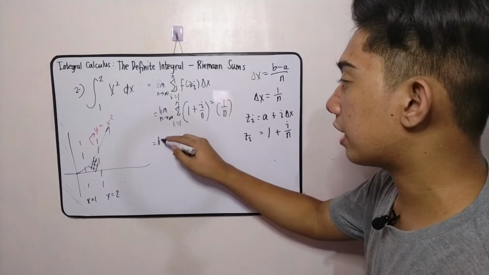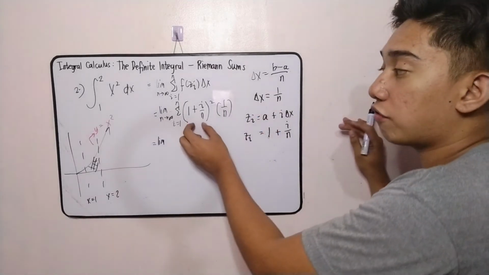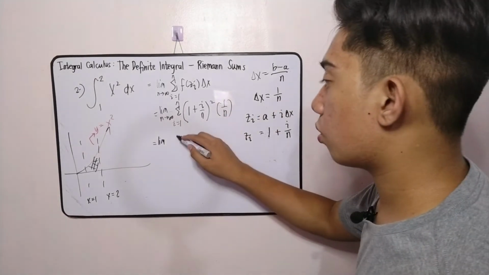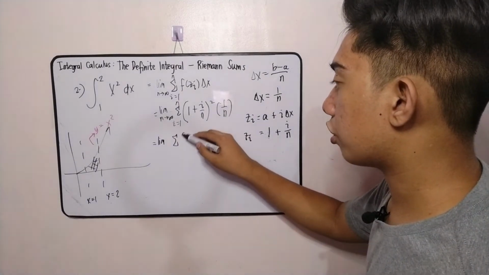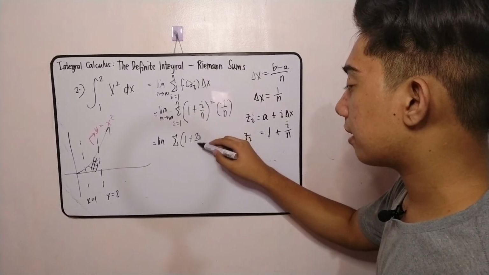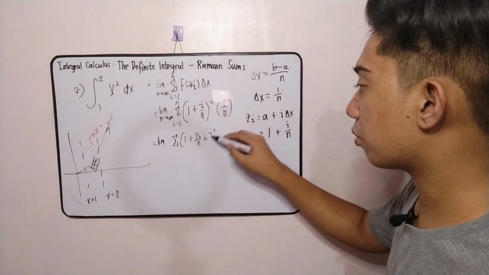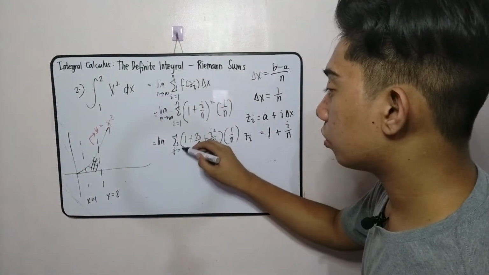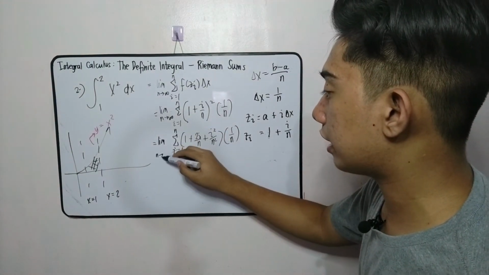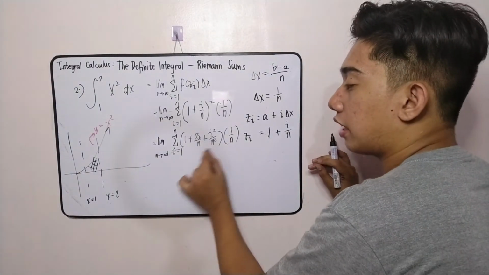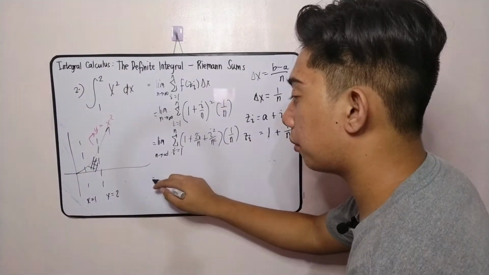Then, the limit, you have no choice here, we will expand because this is a square of binomial. So, limit of the summation of 1 plus 2i over n plus i squared over n squared times 1 over n as i is equal to 1 to n and as n approaches infinity. Okay? What happens next is that we will find the LCD.